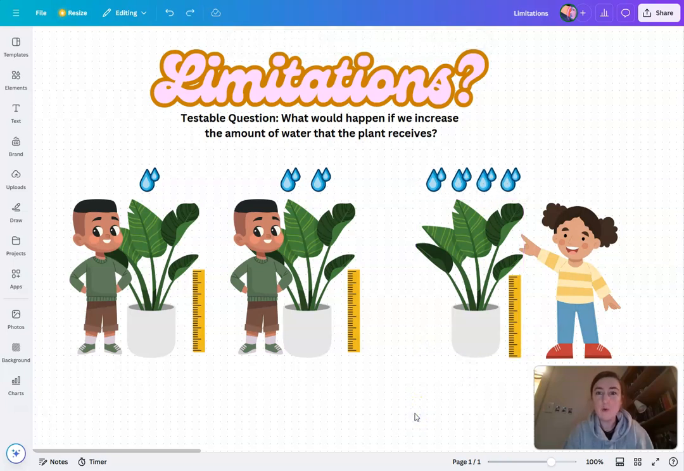Or maybe Tommy sings to the plant while she's watering it, okay? This is a limitation. How do we know that little Tommy singing to the plant doesn't make it grow faster? How do we know that it's the water and not Tommy singing to the plant? We don't know. That's a limitation. That is something that could make your data inaccurate. It could make your data wrong. It gives us some doubt. Is it actually the water or was it her singing? We don't know. So that's a limitation of the experiment.